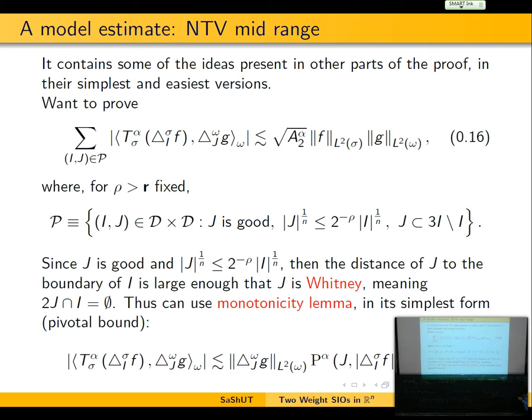Okay? Then, because you are Whitney, we can use the monotonicity lemma, which is this picture here. Because remember, you need to be somewhat far away from the interval where you're considering this. So we have what we call the pivotal bound. Pivotal, basically, because it's the bound that you would have if you could apply the pivotal condition, which is the simplest. I mean, this simply means that you are considering the projection onto the Haar basis at level J. Okay, so all the 2 to the n minus 1 guys at level J. Okay? And this is the Poisson and the measure of J.